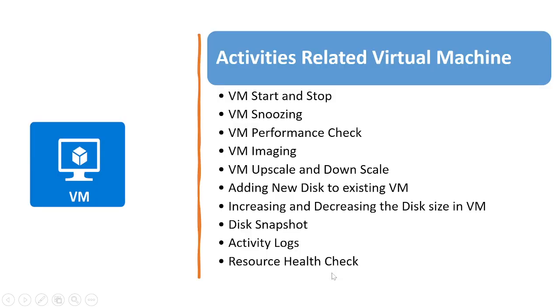Then there is scaling, upscaling and downscaling. Normally we do this activity in our office. What do you mean by upscale? Say for example, you have built a computer for test purposes. Initially when you build it for test purposes, you have opted for 2 vCPUs and 4 GB memory, and you have done all your build and test. Now you are moving this machine to production.